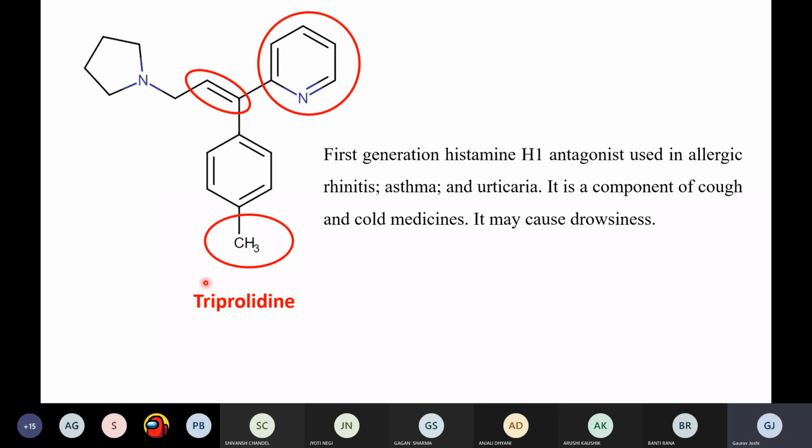The drug they have generated is triprolidine. So if you know this structure, this is triprolidine, right? This is how you can conclude the structure in the exam also. In the exam, the question can be like this: what are the important structural prerequisites for the H1 antagonist?